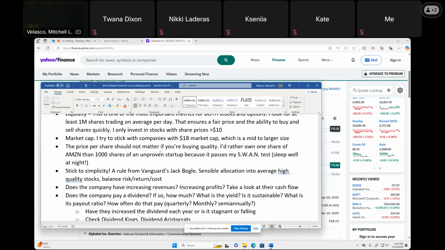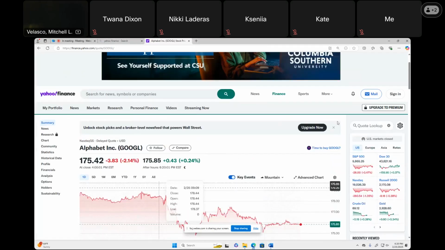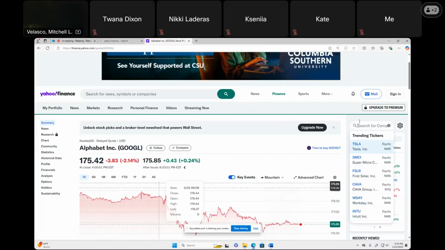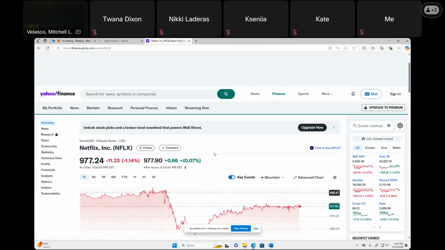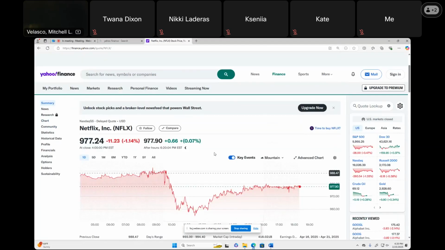So let's see where. Oh yeah, price per share shouldn't matter. There are a lot of great companies out there, but then you take a look at their prices. For example, let's look at one of the ones I just started adding to this month. I'd owned Netflix for a while, but I hadn't added shares of Netflix until just this month.